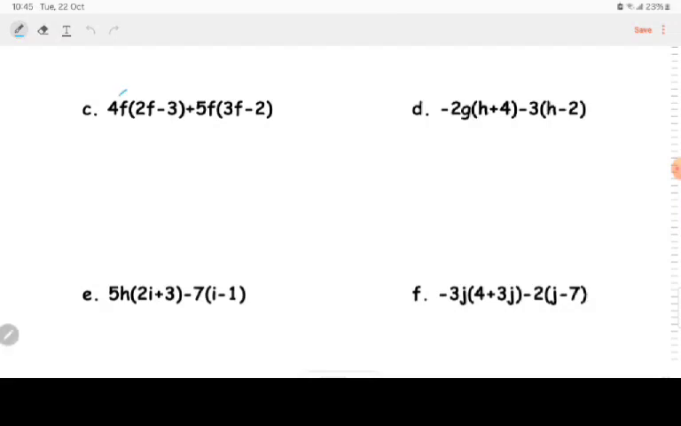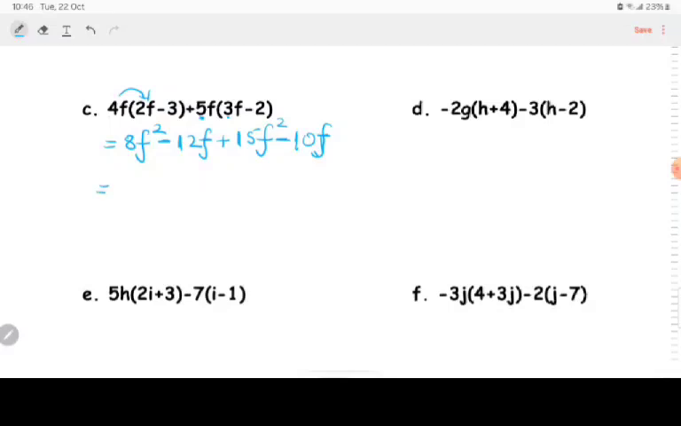Now, 4F and 2F. 4 into 2 makes it 8. F into F makes it F square. Minus 4 into 3 makes it 12 followed by F. Plus 5 into 3 makes it 15 and F into F makes it F square. Minus sign in the middle. 5 into 2 makes it 10 followed by F.